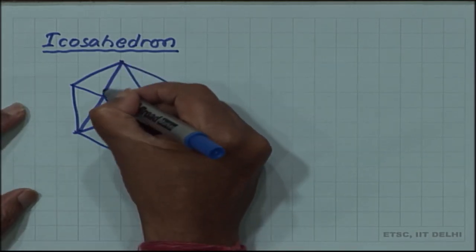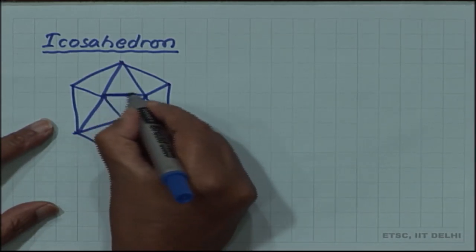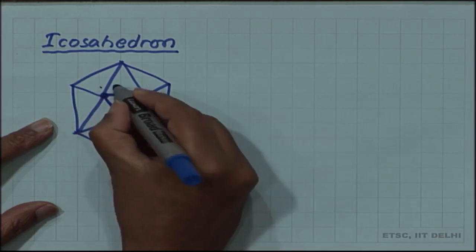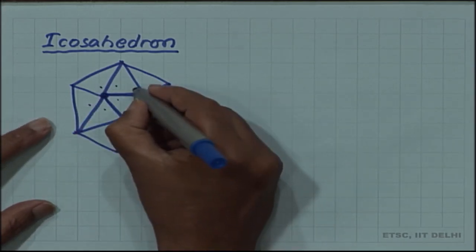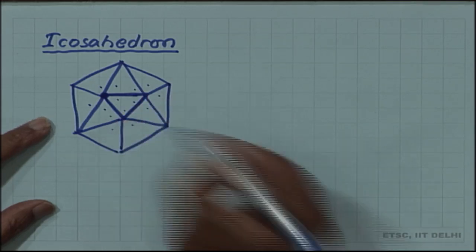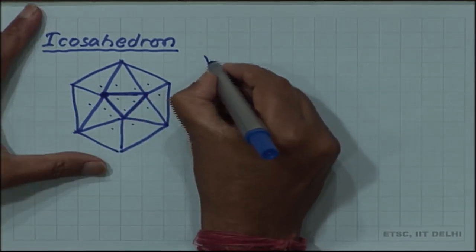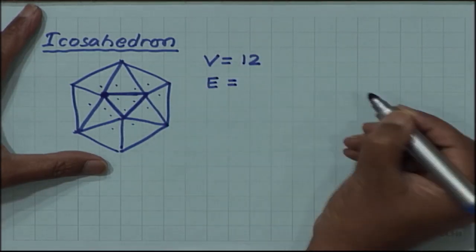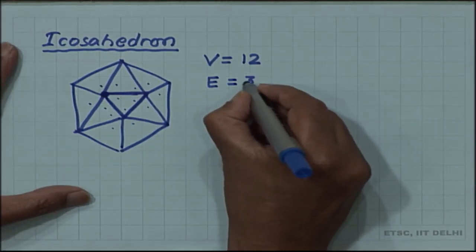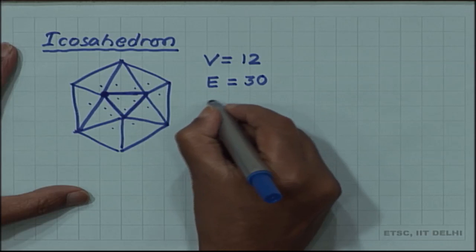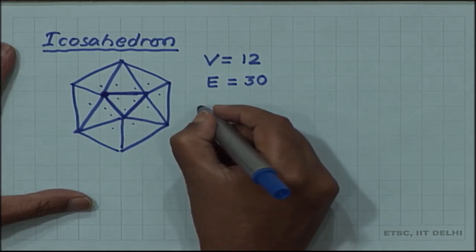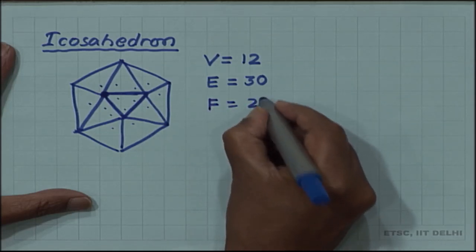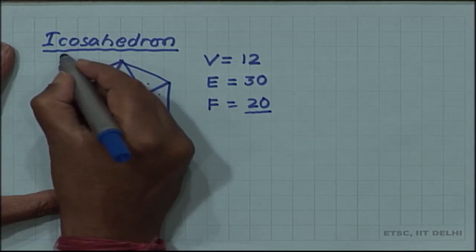So, it has triangular faces, again equilateral triangular faces, with vertices where 5 triangles meet. At each vertex, 5 equilateral triangles meet. So, you have 12 vertices, 30 edges, and 20 faces. Icosa is 20.